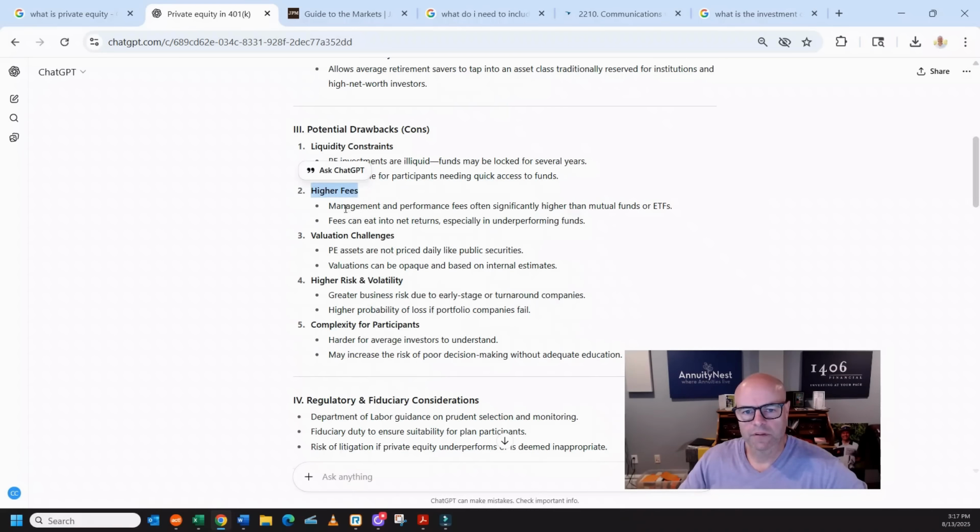Let's keep going here. Higher fees. Management and performance fees are often significantly higher than mutual funds or ETFs. Fees can eat into returns, especially in underperforming funds. Okay, you've got to throw a dart at the fee. But higher management fees with private companies, yeah, there's a lot more work that goes into managing private companies than publicly traded companies. So I think the fee is valid to some extent because there's more effort going into it. But typically, if you're going to pay more, you want better returns, and there's no guarantee of better returns. There's a higher probability.